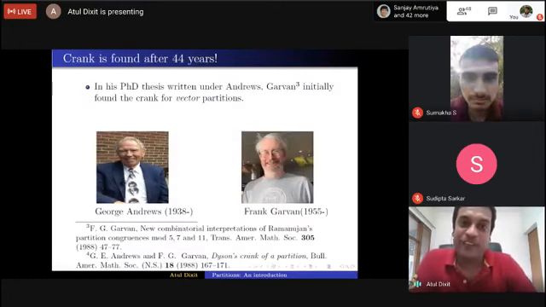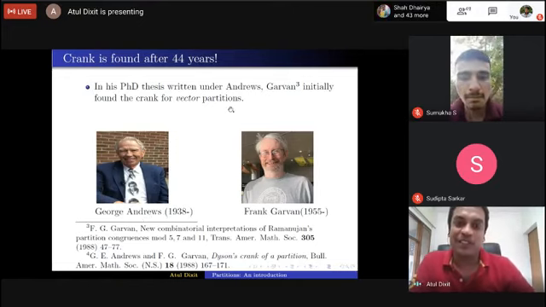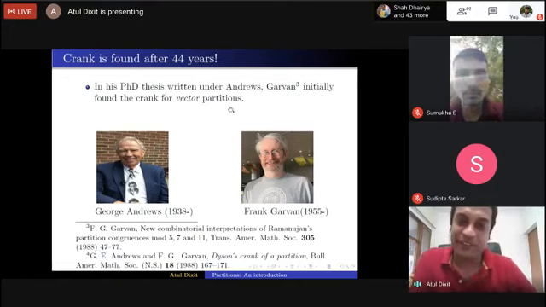Now, crank was found after 44 years. In 1988, Frank Garvan, as a PhD student under George Andrews, found the vector partition crank. So the discovery of crank is also quite interesting, and I would like to take a minute to explain it.